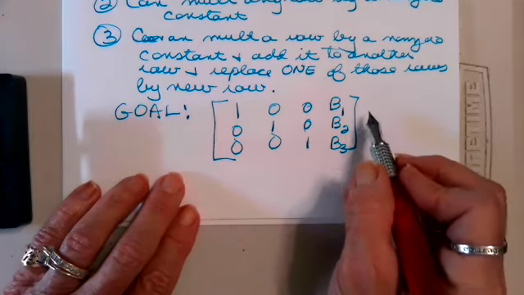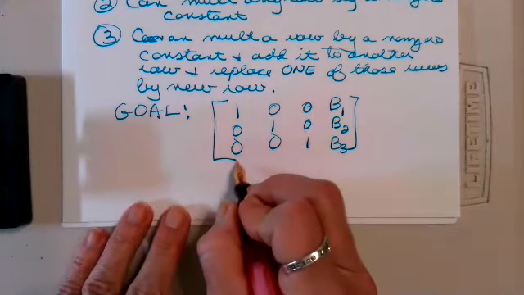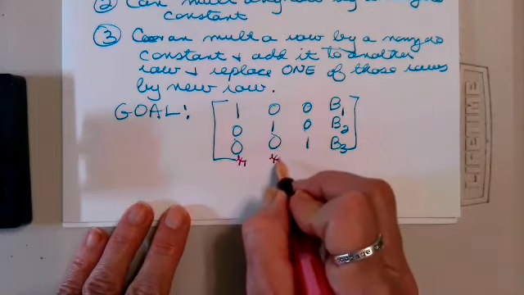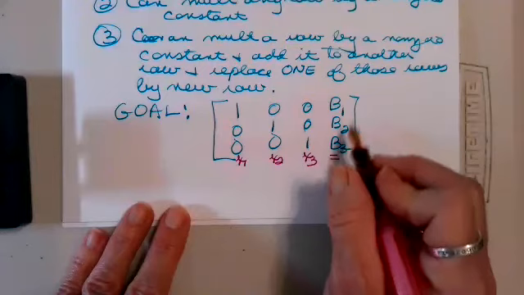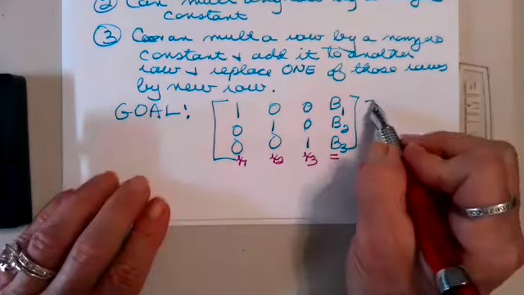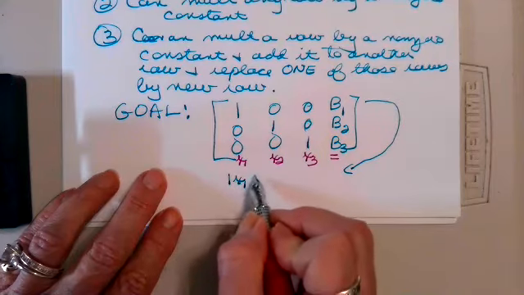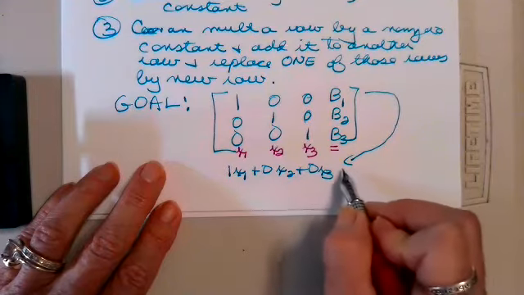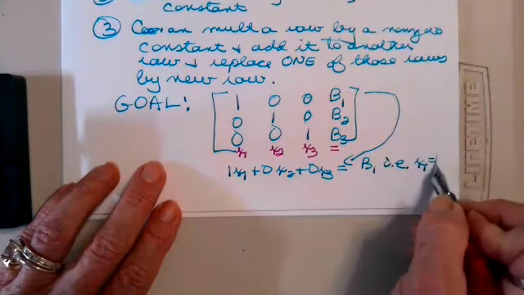Now translate back each one of these rows to what it means in terms of the equation. So remember, this column was the column of what gets multiplied times x1. The second column is what gets multiplied times x2. The third times x3. And then this is what comes after the equal sign. So the first row translates to 1 times x1 plus 0 times x2 plus 0 times x3 equals b1. That is to say, x1 is b1.